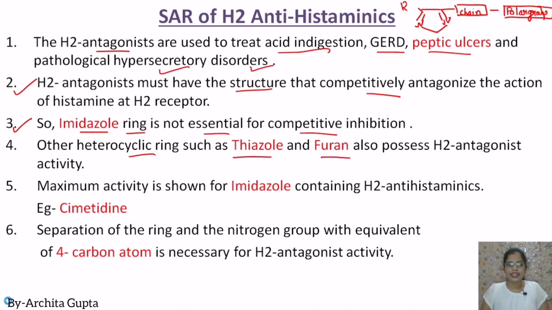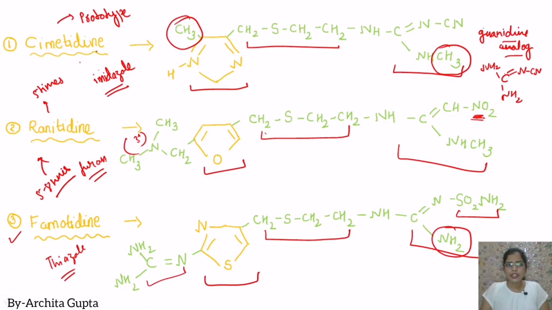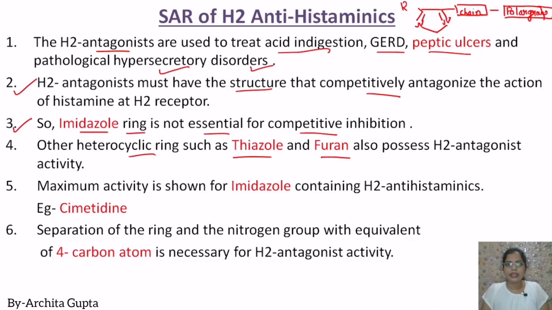Let me show it to you guys: when I talk about cimetidine के case में imidazole ring है, ठीक है, ये भी H2 antagonist है. Ranitidine के case में furan है और famotidine के case में thiazole ring है, ठीक है. So both of them also possess H2 antagonist activity. So it's not compulsory that the imidazole ring needs to be present for the competitive inhibition.